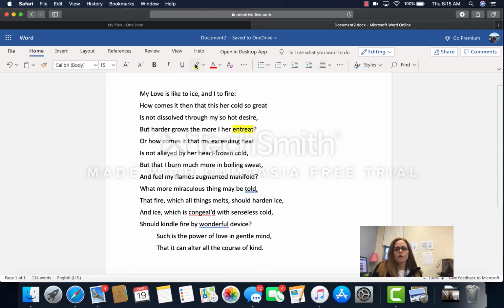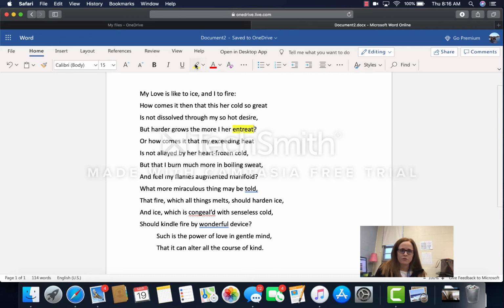But harder grows the more I her entreat. Well, we already said that the word entreat means to beg or to plead. So he says, why is her ice growing harder the more I beg and plead with her? So he's saying basically, I'm begging her to love me, and she is turning her back even more. Okay? That's the end of the first quatrain.